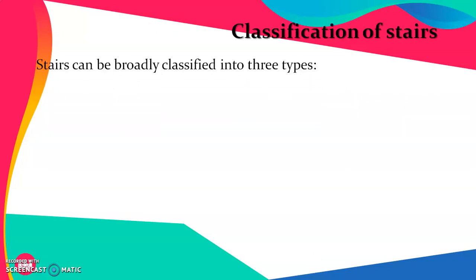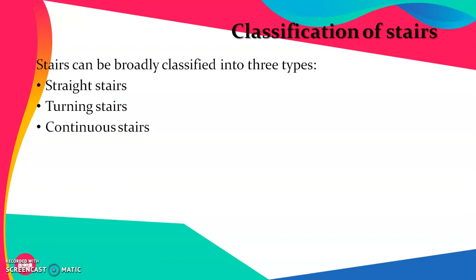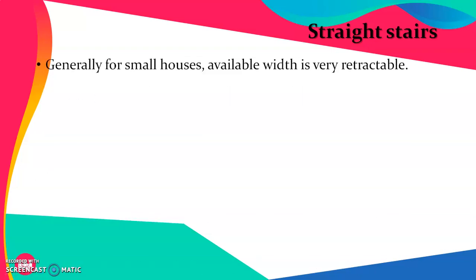Classification of stair. Stairs can be broadly classified into three types: a straight stair, turning stair, and a continuous stair. Let's start the classification based on direction. We start with the straight stairs.